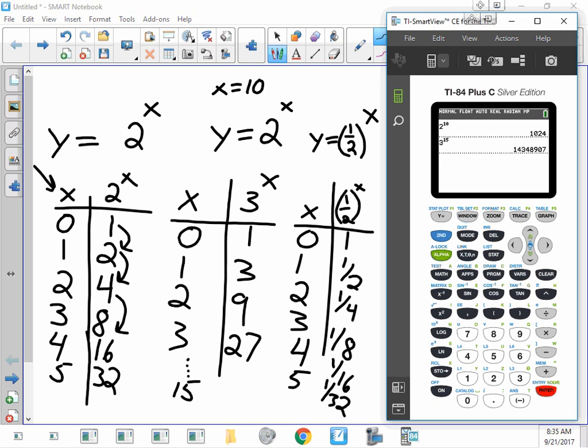So if I go into my y equals, actually, why don't you do this? I want you to graph 2 raised to the x. And then how would I type in 1/2 raised to the x? I need to put it in parentheses. So graph 2 to the x and graph 1/2 to the x. And then go to the table.